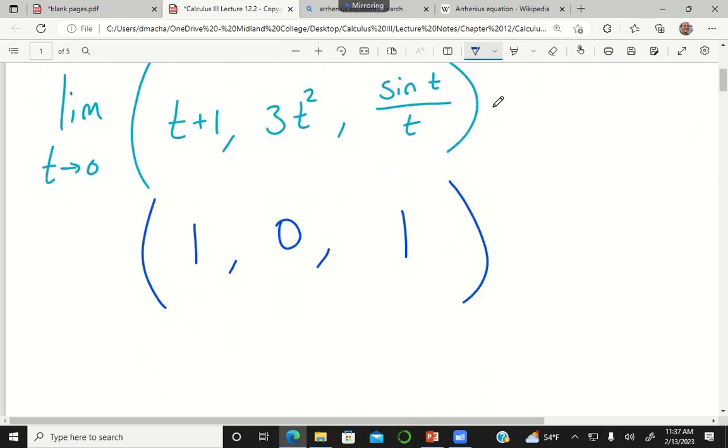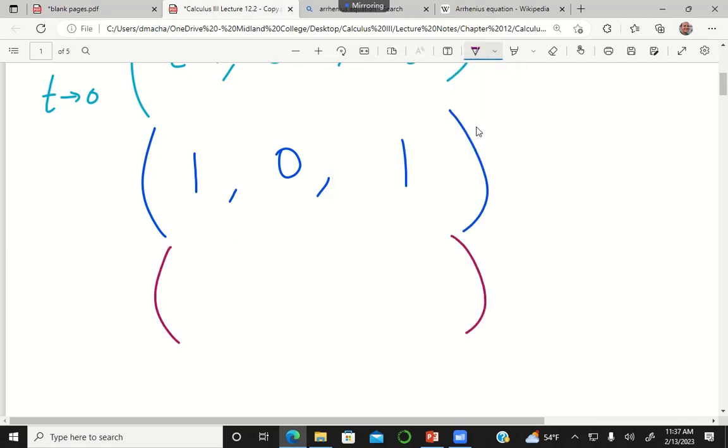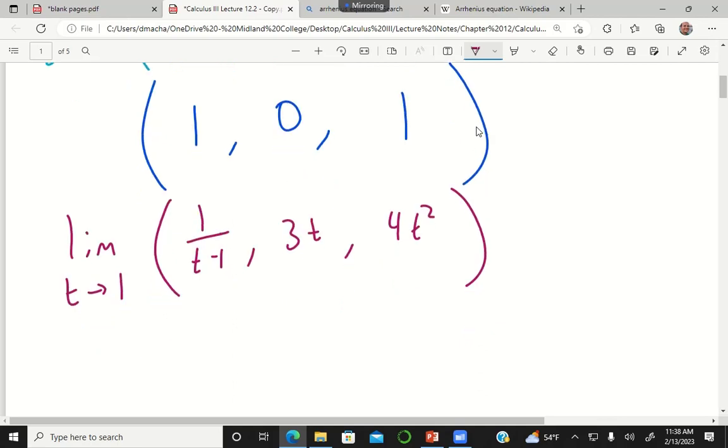So even if just one of your components doesn't have a limit, like if I ask you what's the limit as t approaches 1 of this, okay, the limit of my y component is 3. The limit of my z component would be 4. But the limit as t approaches 1 of 1 over t minus 1, plug that in, that's 1 over 0.